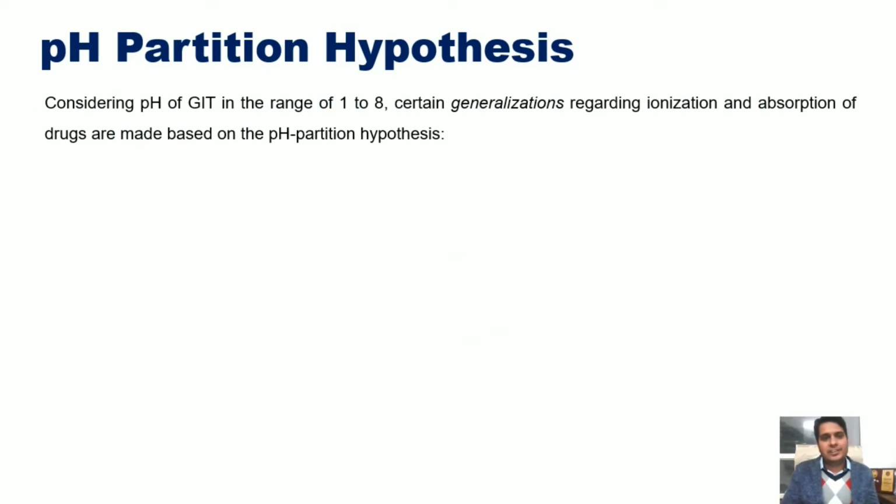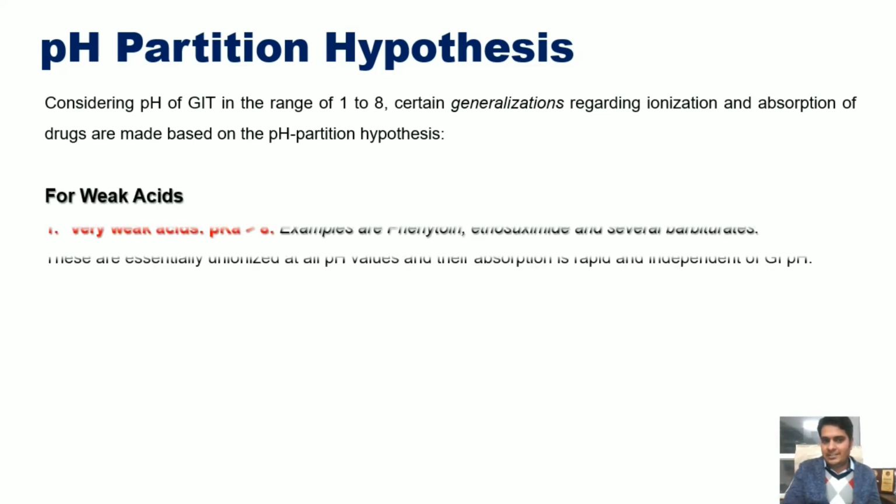Now, the pH of the gastrointestinal tract is normally considered to be in the range of 1 to 8. The pH of the stomach is 1.5 or somewhere around 2, and the pH of the intestine is up to a maximum of 8. So we can consider the pH range from 1 to 8, and if we consider this range, certain generalizations can be made for the absorption of drugs as per the pH partition theory.